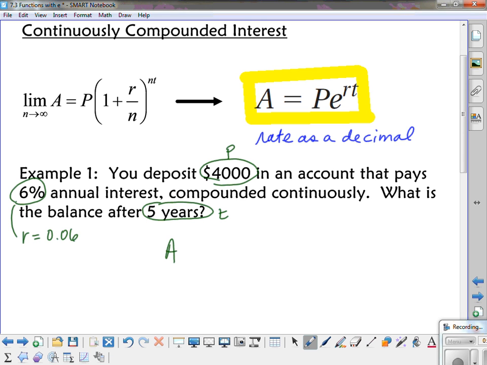Okay, so if I do A equals P E to the RT, that means I've got $4,000 times E to the 0.06 times 5 power. If you multiply those two together, 0.06 times 5, it comes out to 0.3. So in your calculator, you're just going to put 4,000 times E to the 0.3 power. Why don't you guys do that, see what you get.